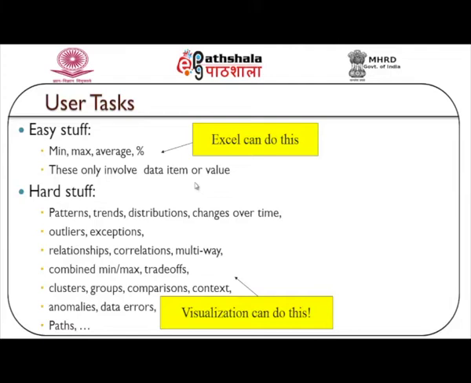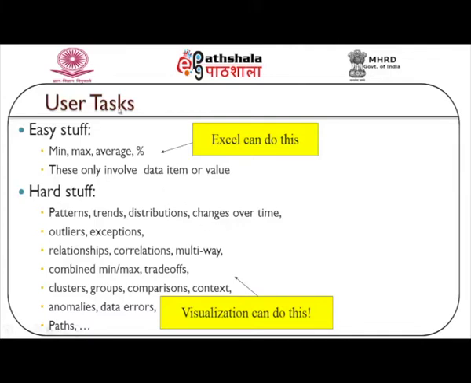The hard stuff with respect to user tasks is to find patterns, trends, distributions, or changes over time, to find outliers or exceptions from the graph or visualization, to find relationships and correlations in a multi-way data set, to combine the min-max and find the trade-offs, to find clusters, groups, comparisons and context, to find anomalies and data errors, and to find paths. So these are some of the hard user tasks that can be performed on the visualization.